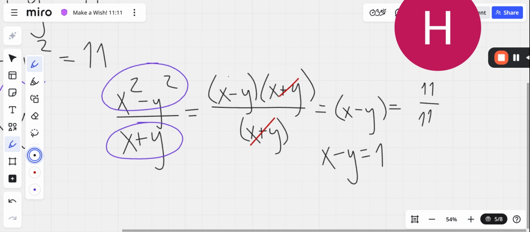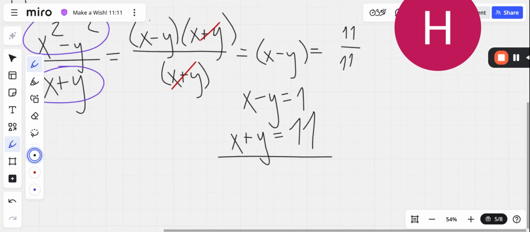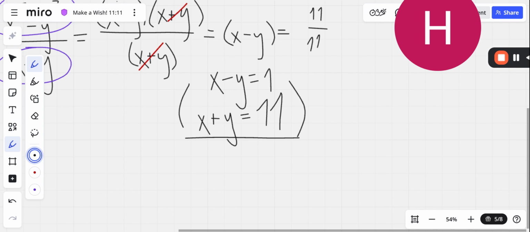Okay, how does that help us? Well, if we know x minus y is 1, and we know x plus y is 11, we can pretty easily figure out our values, because if we add these two equations together, we get a cancellation of the y values. So we have 2x equals 12, therefore x equals 6, which means y equals 5.